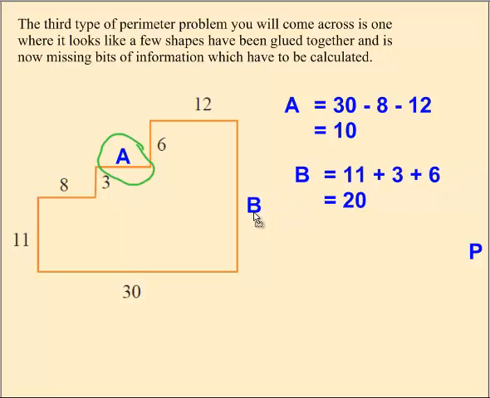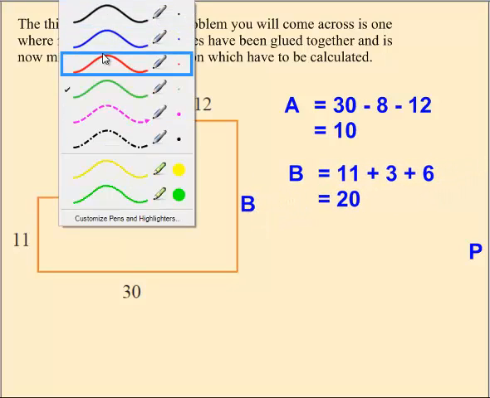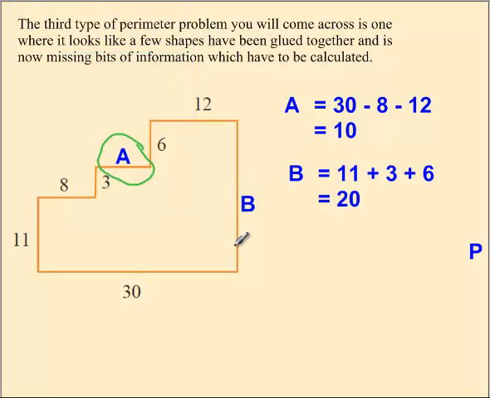Same thing for this side over here, I called it B, and what I've got is B is the big long side, but if I take this side length here of 11, this side length here of 3, and this one of 6, because they're all running parallel with my side length B, add all those 3 up over here, and it gives me B is a length of 20.